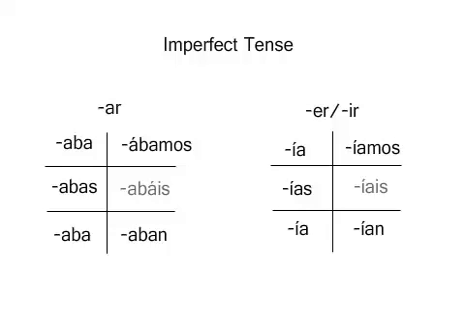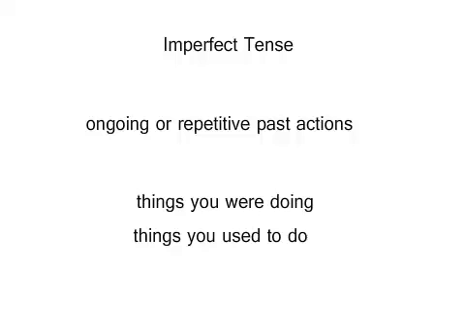Notice as well that each of these forms for ER and IR verbs has an accent mark on the I. Make sure you've got that in your notes. And notice that for the AR verbs, only the nosotros form has an accent mark, and the vosotros form. And one last time then, the imperfect tense is used for ongoing or repetitive past actions. In other words, things you were doing or things you used to do.